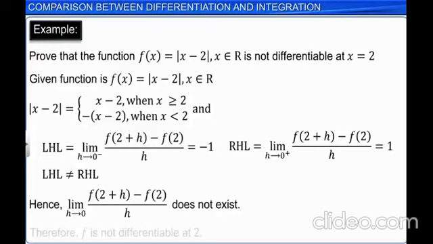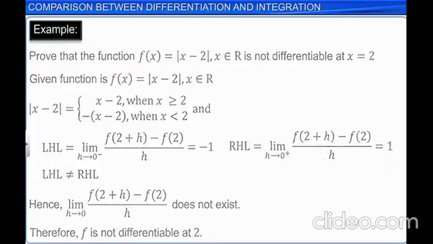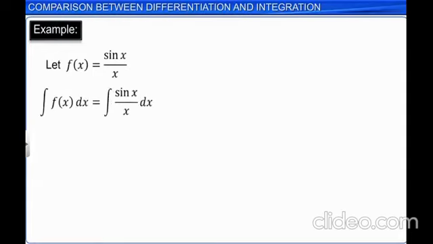Now, let's consider f of x is equal to sin x by x. Integral of f of x dx is equal to integral of sin x divided by x dx. However, it is not possible to find the integral of sin x by x dx by inspection, since we cannot find a function whose derivative is sin x by x. Hence, f of x is equal to sin x by x is not integrable.